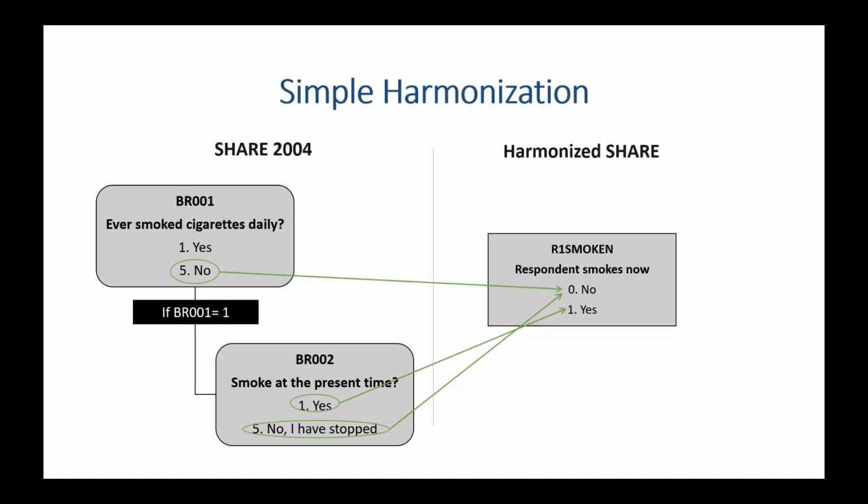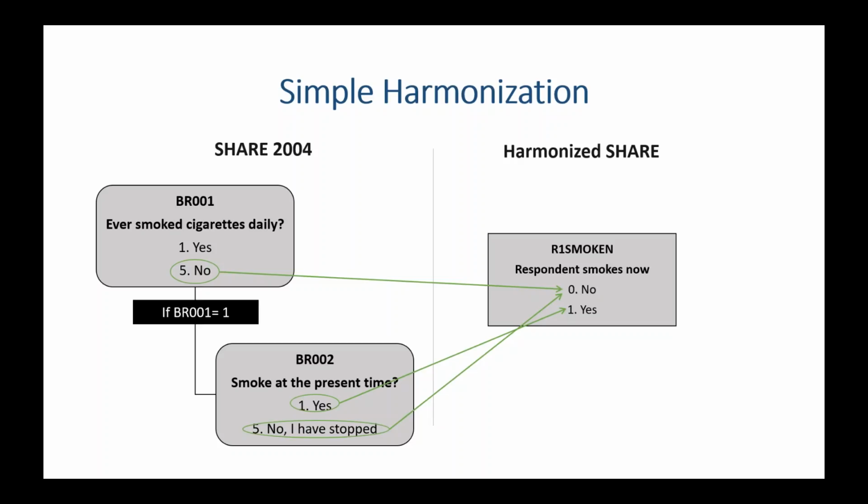A 0 in our harmonized data sets, for all of them, a no is always a 0, and a yes is always stored as a 1. So these are kind of things that are always comparable. This is a very simple skip pattern.